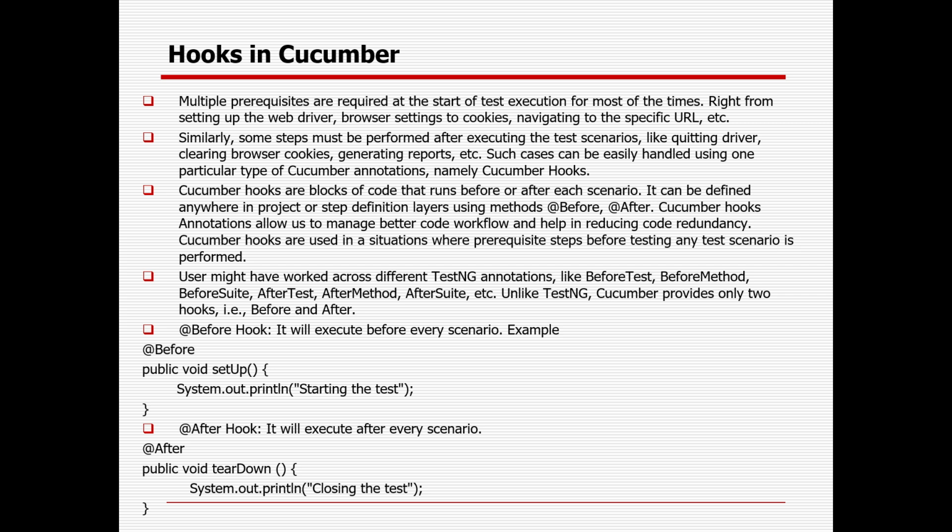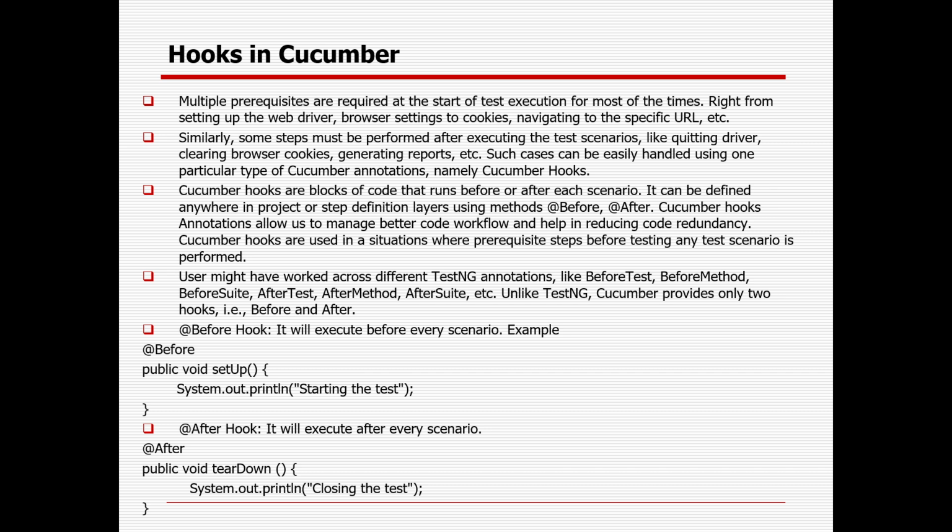Cucumber hooks are blocks of code that run before and after each scenario. They can be defined anywhere in the project or step definition layer using the methods called @Before and @After. The Cucumber hooks annotation allows the user to manage a better code workflow and helps in reducing code redundancy. Cucumber hooks are used in situations where precondition or prerequisite steps are performed before testing any test scenario.